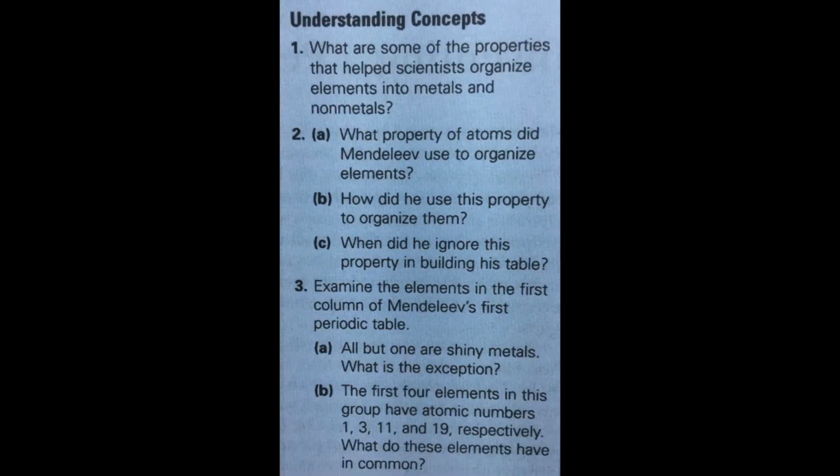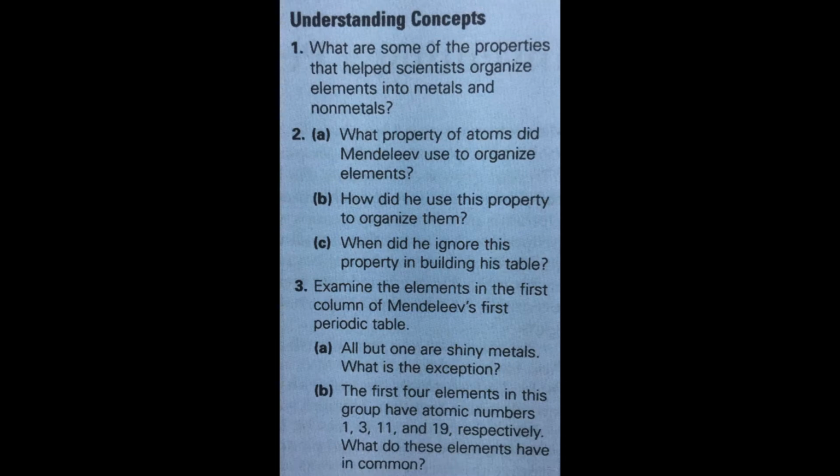Understanding concepts. 1. What are some of the properties that help scientists organize elements into metals and nonmetals? 2A. What property of atoms did Mendeleev use to organize elements? B. How did he use this property to organize them? C. When did he ignore this property in building his table? 3. Examine the elements in the first column of Mendeleev's first periodic table. All but one are shiny metals. What is the exception?